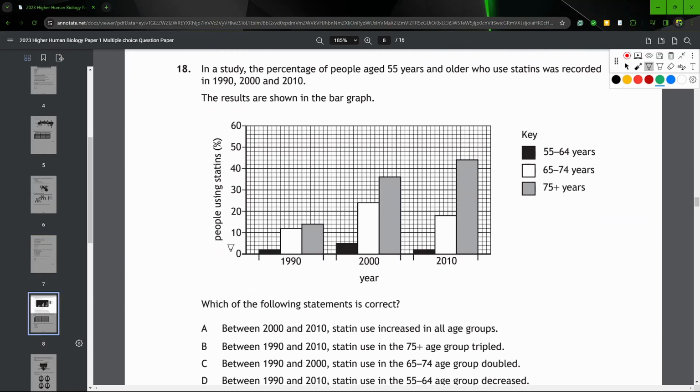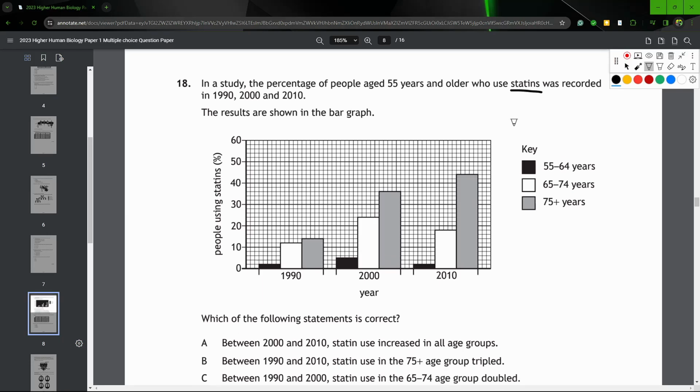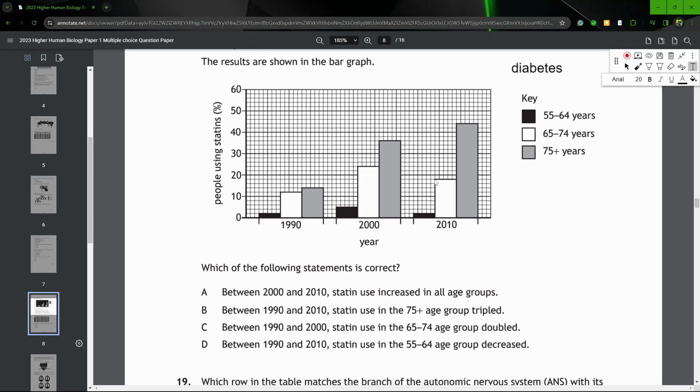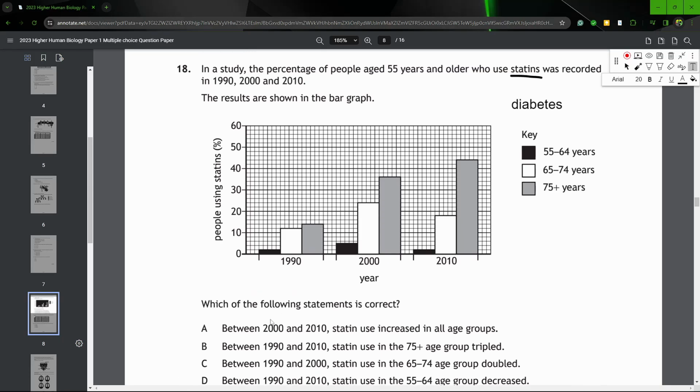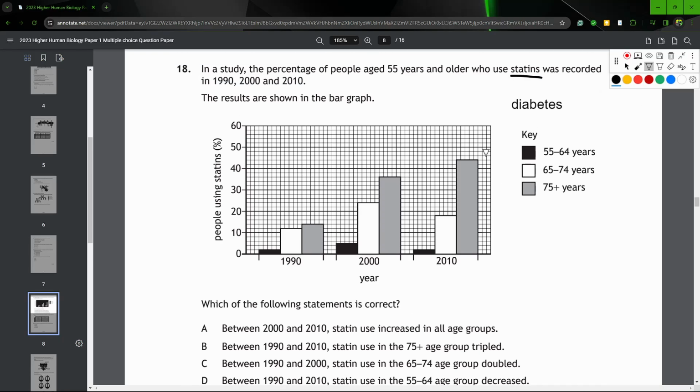Right, moving on to question 18. In a study, the percentage of people aged 55 years and older who use statins, now statins are drugs used to help with diabetes, okay, was recorded in 1990, 2000, and 2010. I'll just write diabetes here. Why not? Boom. Which of the following statements are correct? Between yada yada. Well, let's go and start eliminating some of these then.